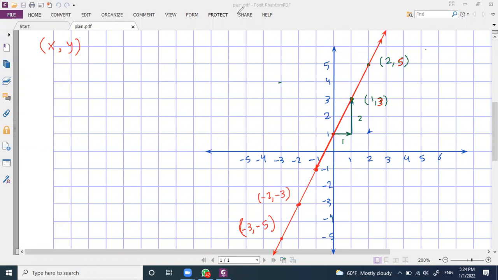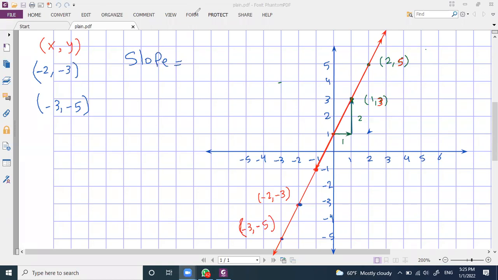So tell me, Bishoy, how can we find the slope of this line by taking the 2 points (-2, -3) and (-3, -5)? How can we find the slope? Bishoy, do you hear me?